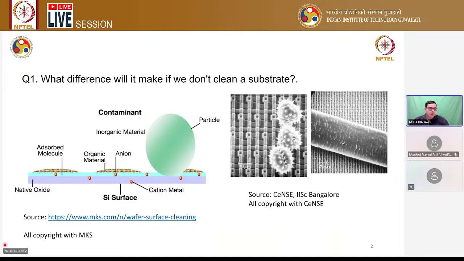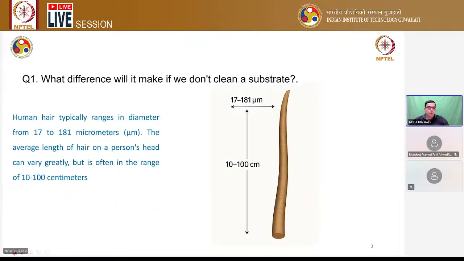Along with this, there are many complications associated with the device fabrication steps also, like lift off. If you do not have a clean wafer, and if you metallize it and try to lift off, the lift off will not be proper, and you may face a lot of issues in that. We'll also try to understand this with an example.